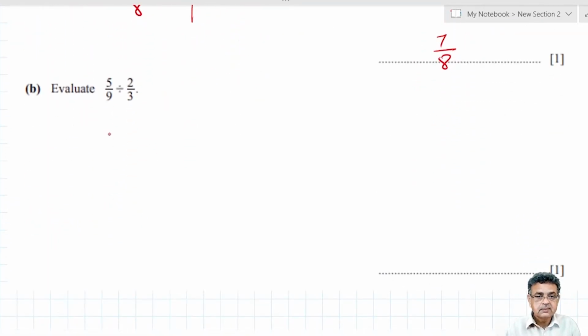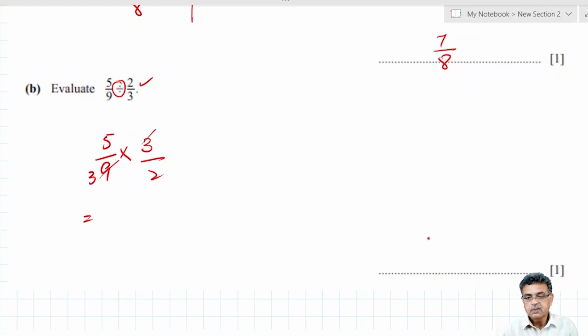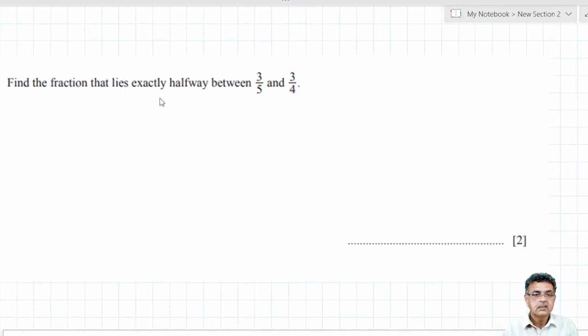Now, next question, division. This is a very simple rule: you write the right hand side upside down by changing the sign of division to multiplication. Now, if you simplify, 3 ones are 3, 3 threes are 9, so it will be 5 upon 6. That is simple. Okay, now find the fraction that lies exactly halfway between these two numbers.